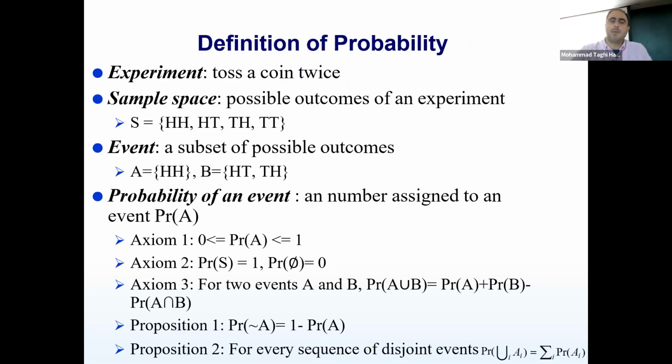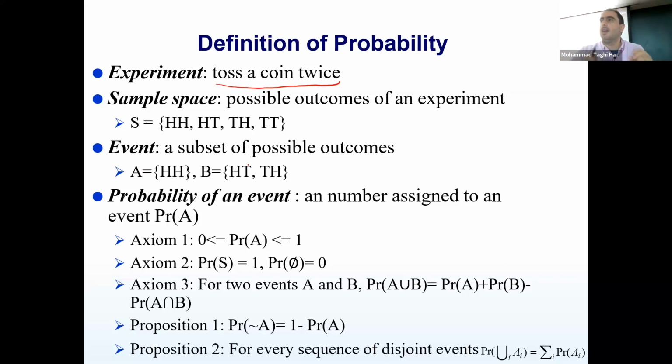So, the definition of probability. First, we define an experiment. What is an experiment? It's like you toss a coin twice. What is the sample space? These are all possible outcomes of an experiment. For example, if you toss a coin twice, it is HH, HT, TH, or TT. What is an event? A subset of possible outcomes. For example, an event can be A equal to just HH, both of them come up heads, or it can be B, HT and TH.